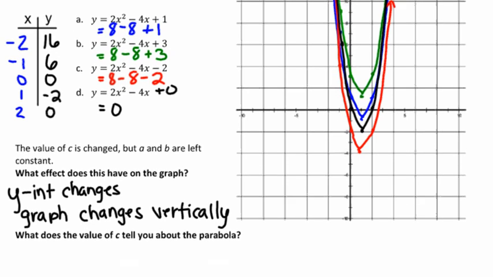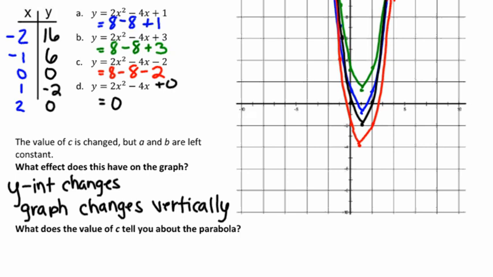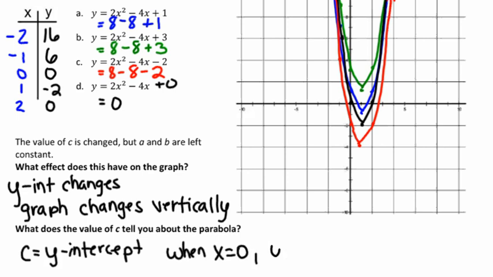What does the value of C tell us about the parabola? C is the y-intercept. Your y-intercept, always, just like how b was in y equals mx plus b. So whenever your x equals 0, your y will equal your C value. And we notice that in our equation. Whenever we put in a 0 for x, our y value is always just what was left at the end, because our x didn't make anything 0 on our constant. So whenever our x value was 0, our constant equaled our y value.